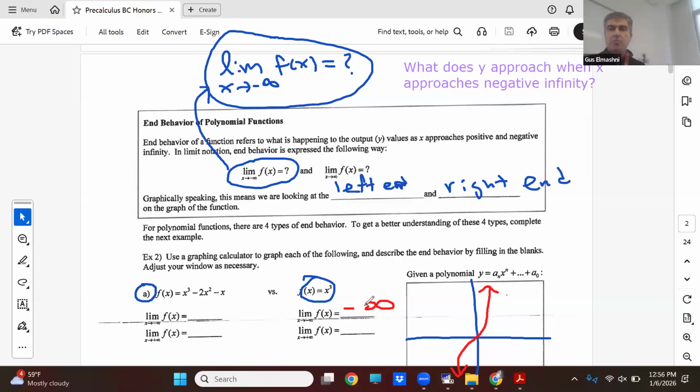Okay, what if I plug in a large positive number for x, like say 1,000? What's 1,000 cubed? 1,000 times 1,000 times 1,000. 1 billion. There's 9 zeros, right? So it's positive infinity. So we see it visually, we see it graphically, and we understand numerically what's happening. Okay, now we're going to look at it from a more algebraic perspective for the other function.